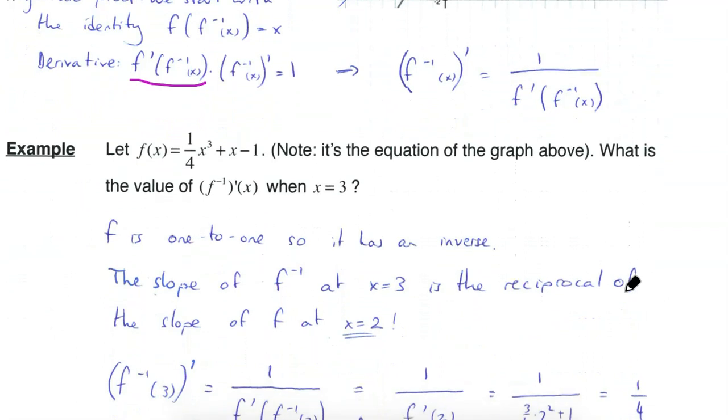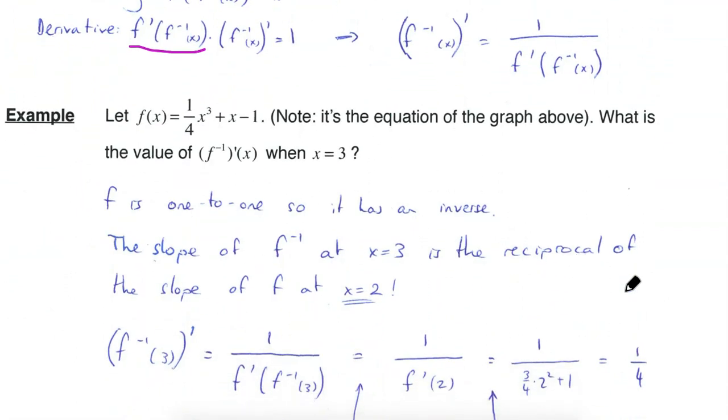So let's take an example. Let f of x equal 1 over 4 x cubed plus x minus 1, and this happens to be exactly the graph that you could see above. What is the value of f inverse prime at x equals 3? First of all, f has an inverse, so that means we can apply the rule, and we will just plug in the values for the formula that we just saw above.